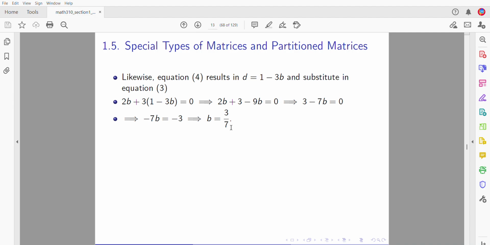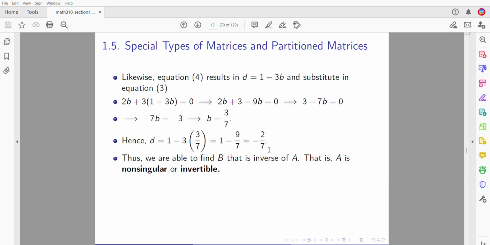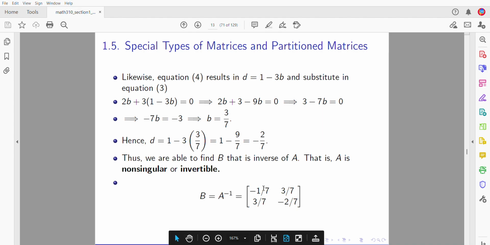Once you have b, you can substitute here and find d. d is 1 minus 3 times 3 over 7. So that's 9 over 7. 1 minus 9 over 7, that's negative 2 over 7. Okay, check your fractions well. So now we are able to find B, the inverse of A. We found all four variables a, b, c, d. So that's a, that's b, that's c, that's d. We found B, which is the inverse of A. That means A is non-singular, or invertible.